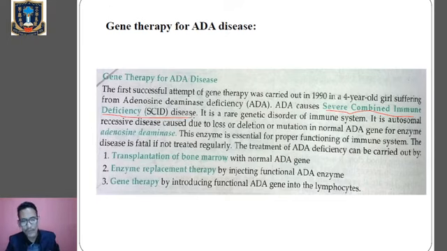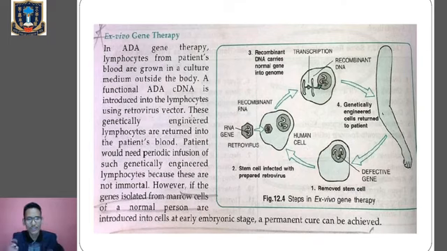And the treatment for ADA disease can be carried out by transplantation of bone marrow with normal ADA gene, or enzyme replacement therapy, where we will inject the functional ADA enzyme, or we have to go for gene therapy by introducing the functional ADA gene into the lymphocytes. So here we will talk about the gene therapy process for the treatment of ADA disease.